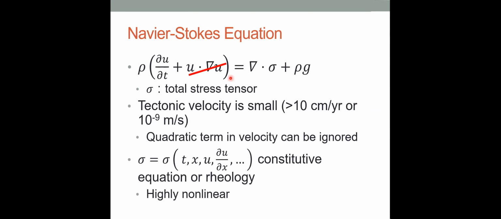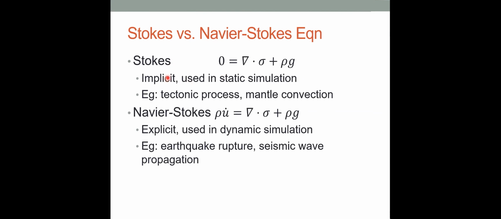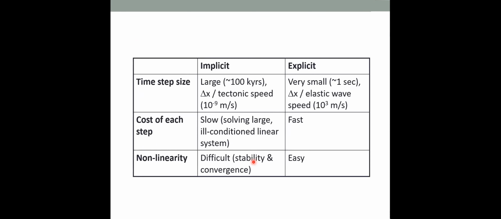So these two equations, the Navier-Stokes equation without the nonlinear term and the Stokes equation, require different solving techniques. The Stokes equation requires an implicit solver, and it's usually used in a static simulation, like the tectonic process and the mantle convection. And if we use the Navier-Stokes equation, we can use an explicit scheme, and usually it's used for dynamic simulation, like the earthquake rupture or seismic wave propagation. And these two schemes have different advantages and disadvantages.